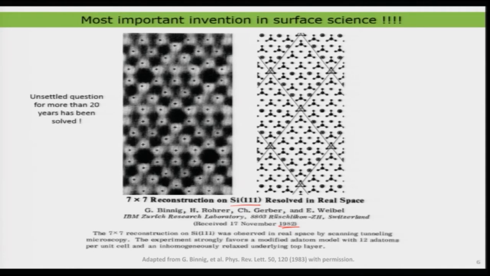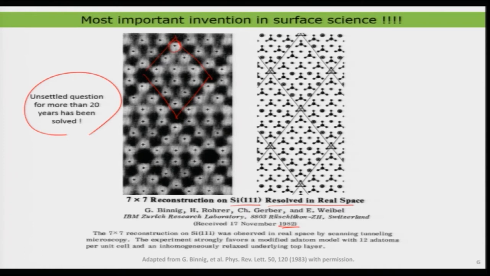You remember this image that we have already looked at, and these are the add atoms that give rise to this nice 7x7 supercell. Of course, the image from 1982 is not as flashy as the one we saw in our previous lecture, but you can see this is the first image. What was interesting is that this was an unsettled question for about 20 years in surface science, but with the help of scanning tunneling microscopy, the name of the paper itself was: resolved, the silicon 111 reconstruction in real space.